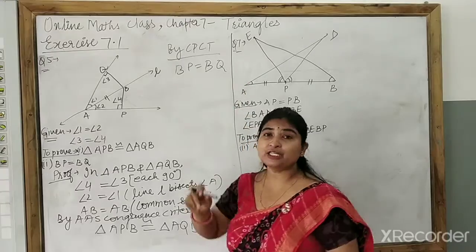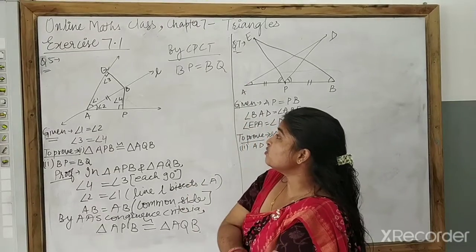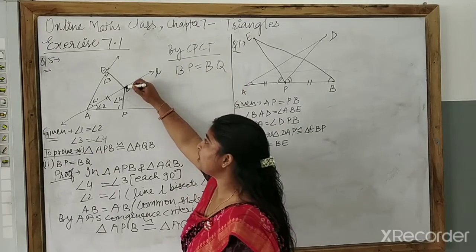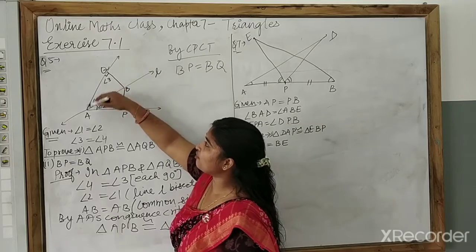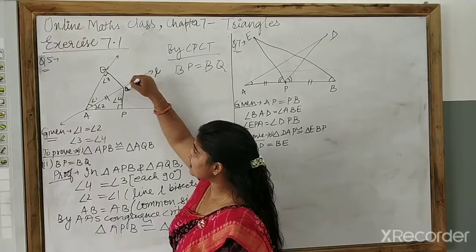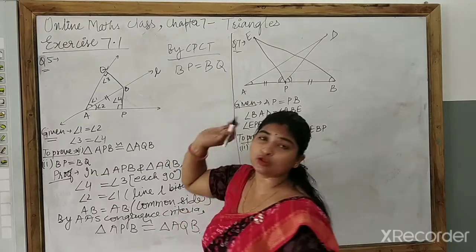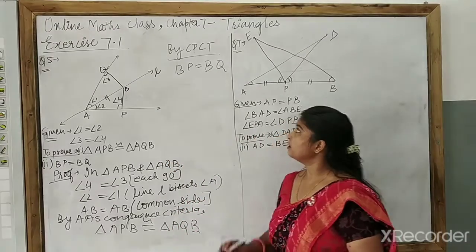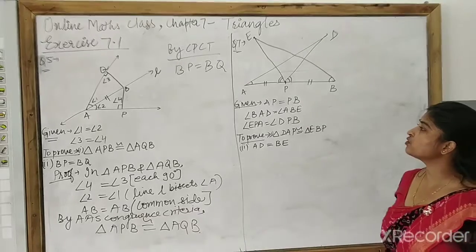Now, in the question, they have said that it is the distance of this point from the arms of angle A. Which arm is it? This one. So this distance is equal to this one. So both are the same thing. Okay. Moving to the next question, that is question number 7.